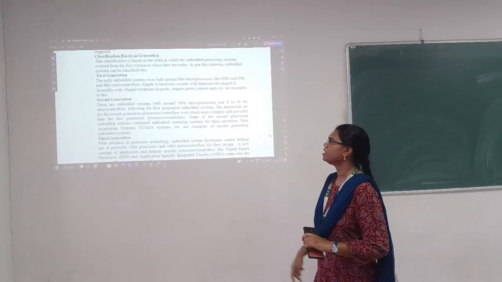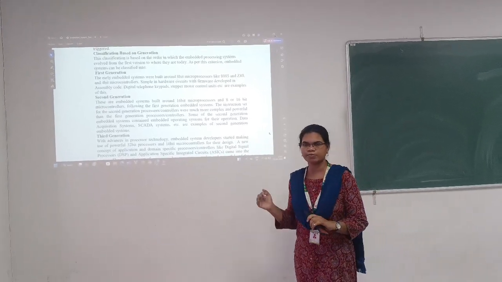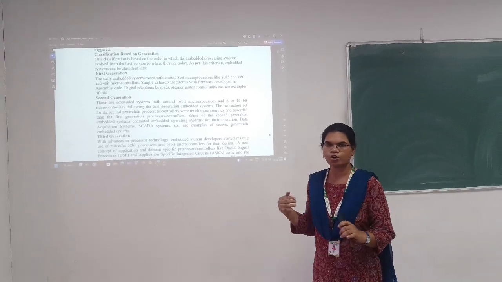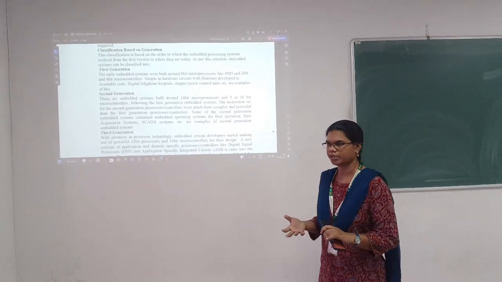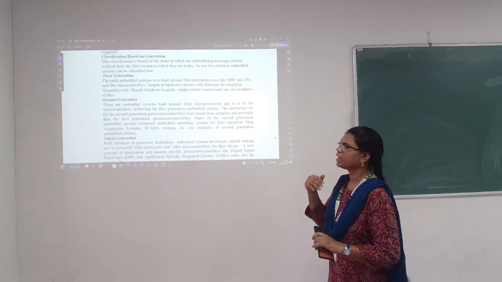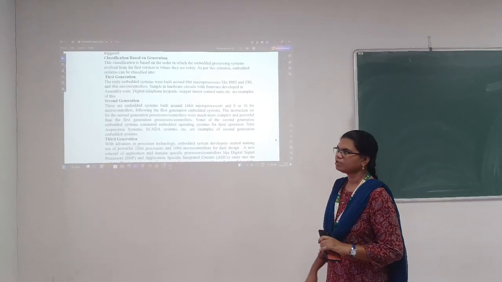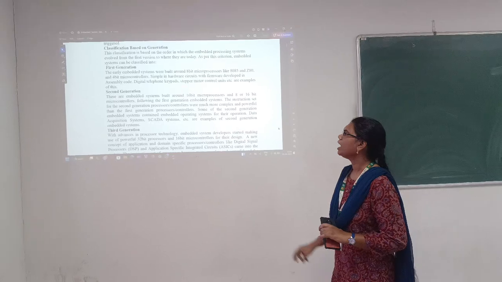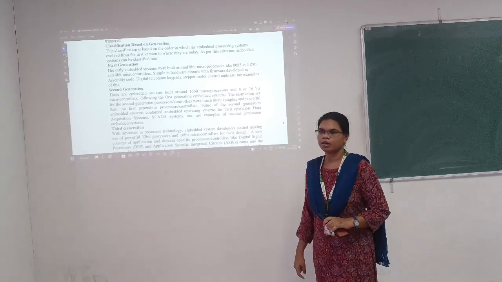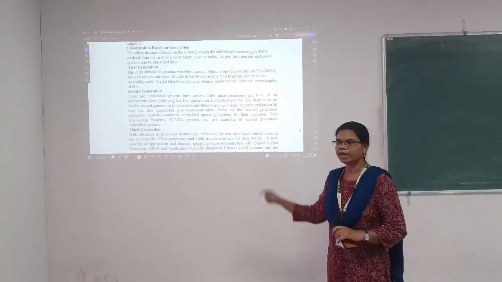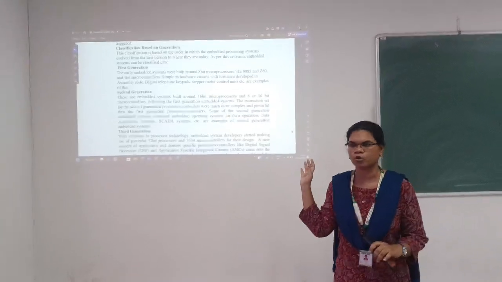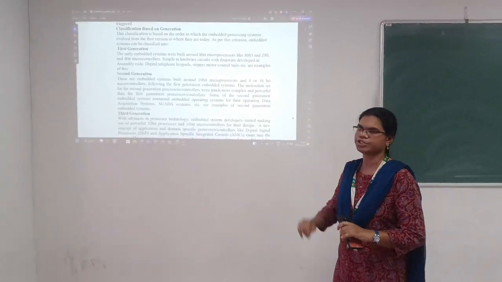So here in the first generation, as we are saying, we are using simple hardware and software in order to build a certain application here. So here we will be using an 8-bit microprocessor like 8085 and the Z80. Okay, and we will be using a 4-bit microcontroller. So 8-bit microprocessor and the 4-bit microcontroller has been used in the first generation.